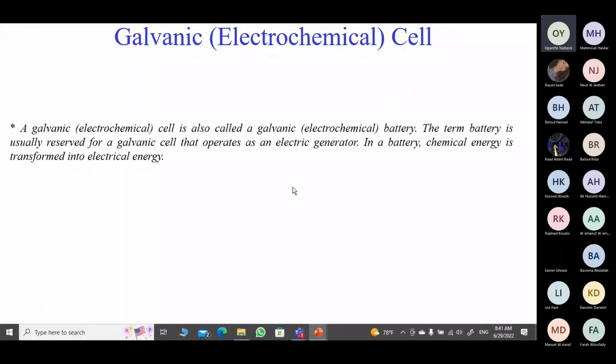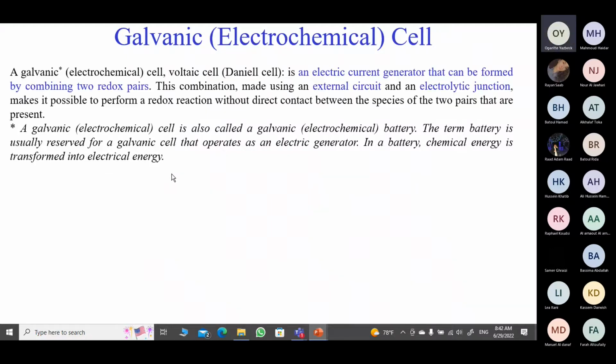For this course, we will mainly talk about the galvanic electrochemical cells, okay? And right now I will discuss in detail the galvanic cell. The term battery, sometimes they just say battery, that means it's a galvanic cell. It is usually reserved for a galvanic cell that operates as an electric generator. In a battery, chemical energy is transformed into electrical energy.